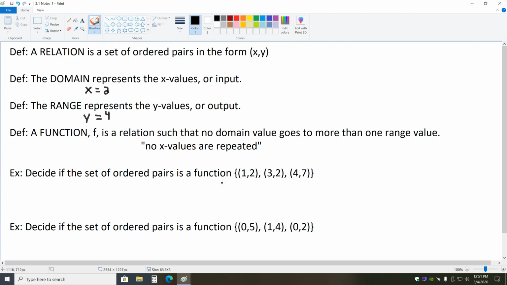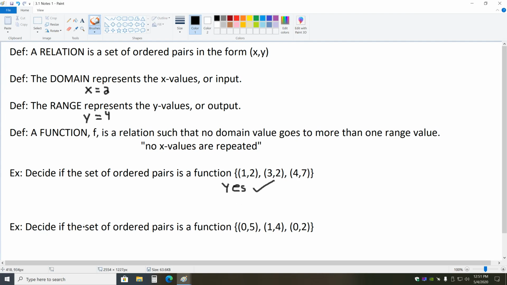So in this case, yes, this is a function. It is perfectly okay to repeat y values, but you cannot repeat x values. So we go through this and notice we used x equals 1, x equals 3, and x equals 4. So no x values were repeated. This is a function.